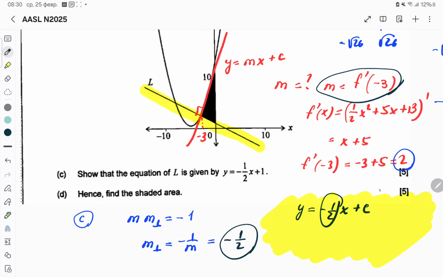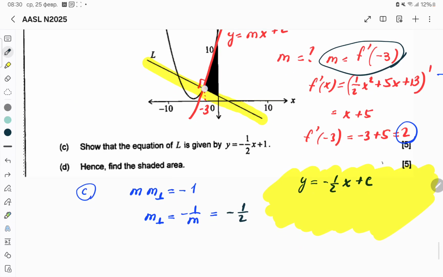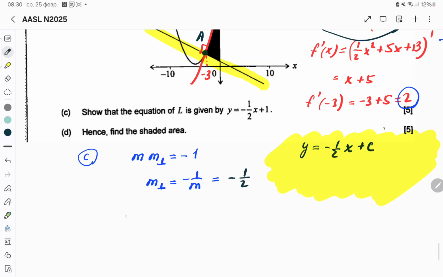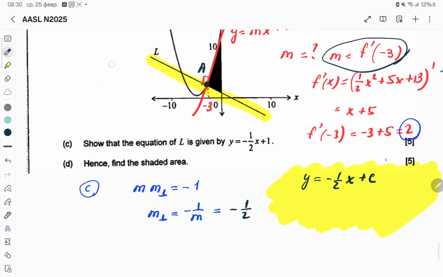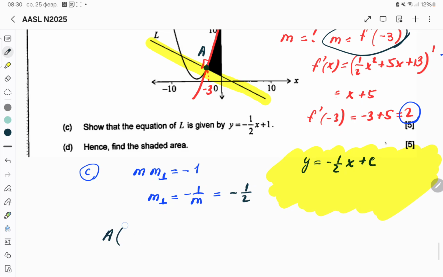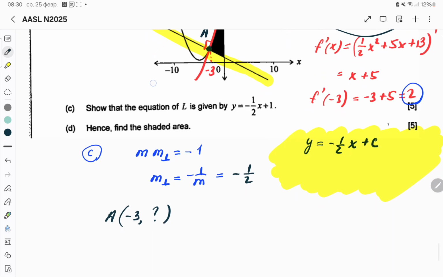Okay, so now we should find the value of c. How to find the value of c? It's another challenge, yeah? We should find the point. So let's call this point A. We should find any point on the line L. You can maybe use another approach, but for me it's easier to find the point A coordinates. We know that the x value is -3. So point A contains -3 as the x value, and we should find the y value, right?